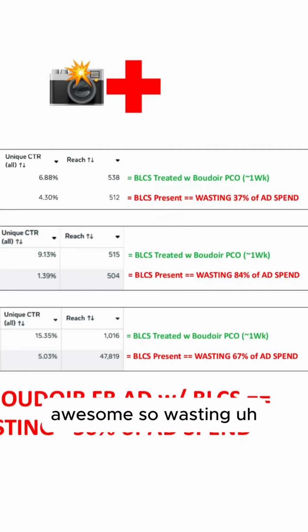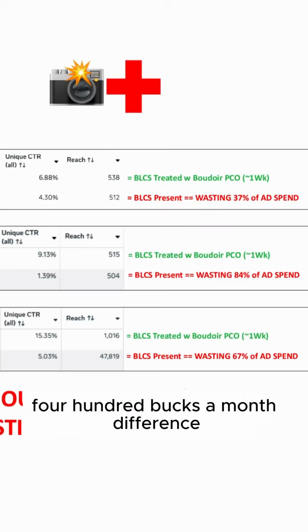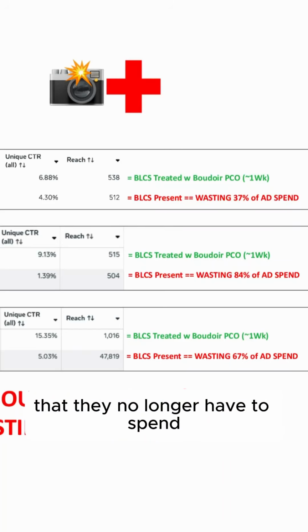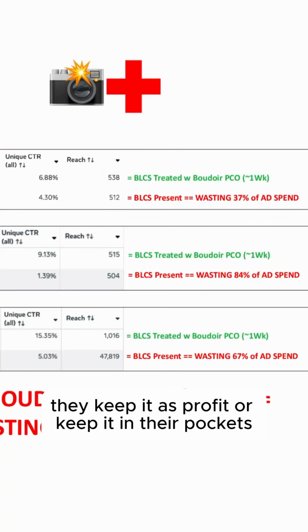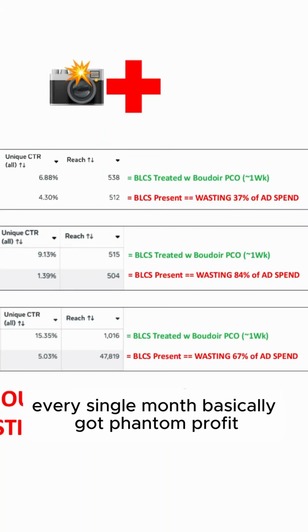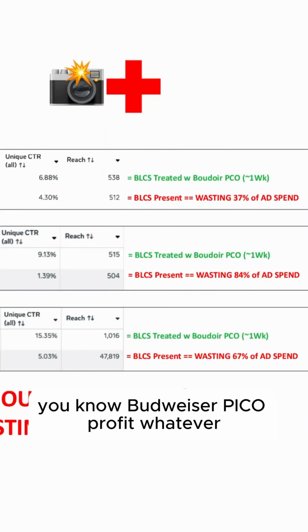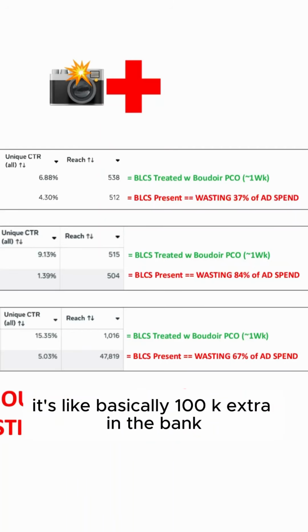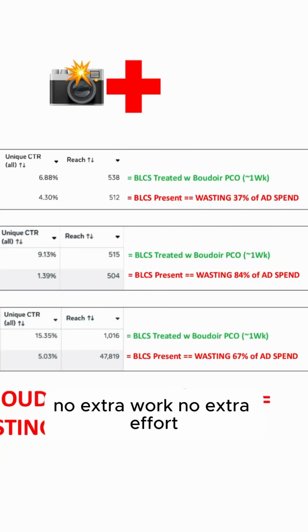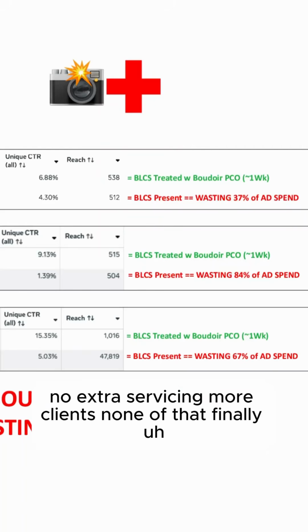Awesome. So that $8,400 a month difference that they no longer have to spend, they keep it as profit or keep it in their pockets every single month. Basically a phantom profit, Boudoir Pico profit, whatever. And at the end of 12 months, it's basically 100K extra in the bank. No extra work, no extra effort, no extra servicing more clients, none of that.